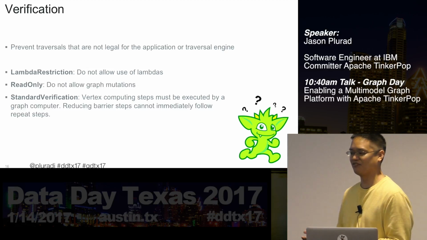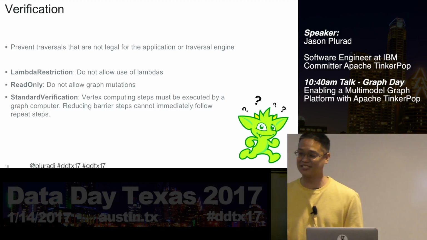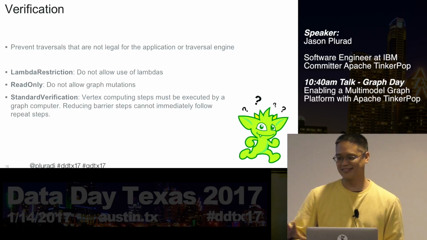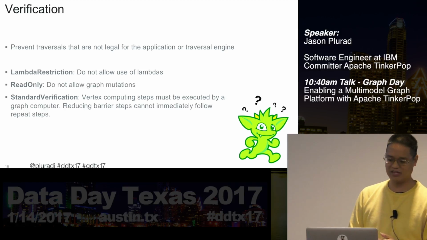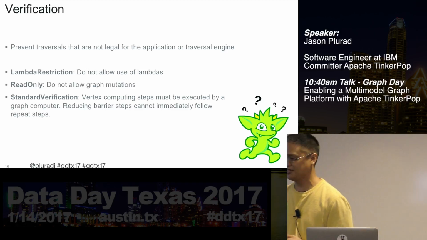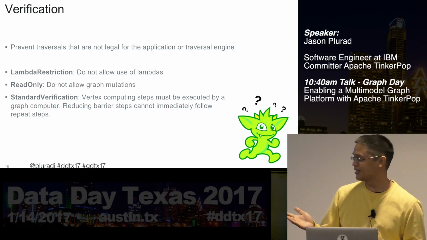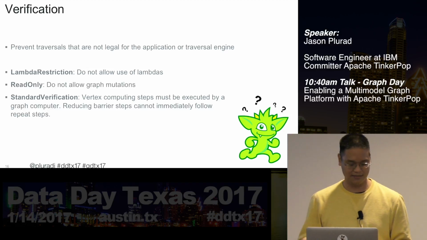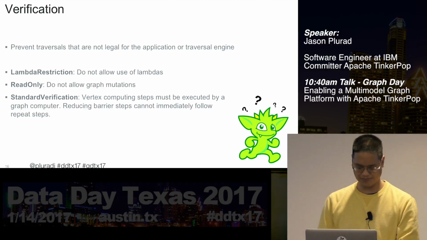But in a shared environment, or if you're running TinkerPop as a service, this may not be something you want to expose to your end users. Whatever code is happening in that lambda, it might not be something safe or secure. So with the lambda restriction traversal strategy, you can just eliminate those and prevent those from occurring. Read-only, let's say if you just want read-only access, similarly, this helps to reduce your attack surface from unwanted traversals.